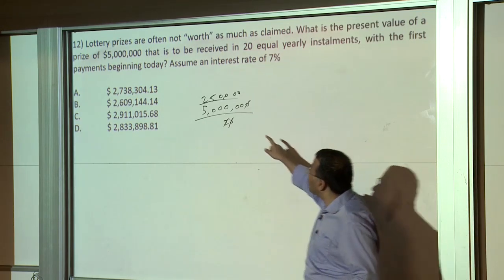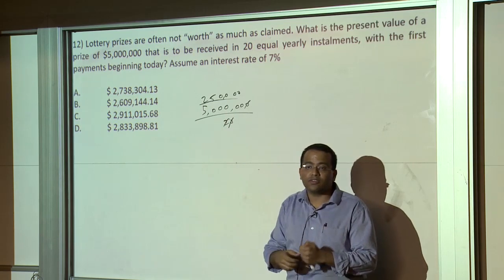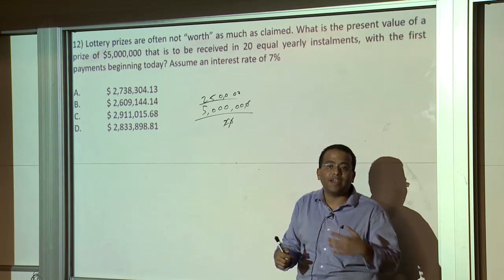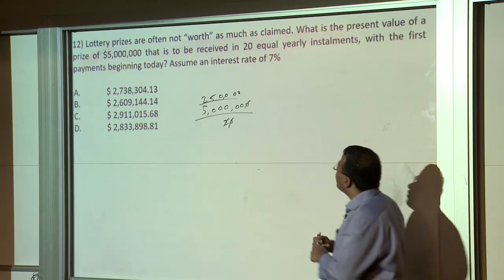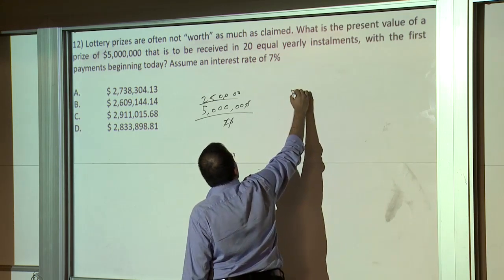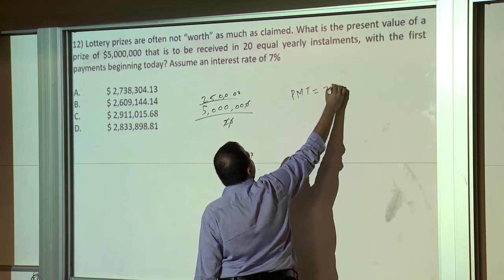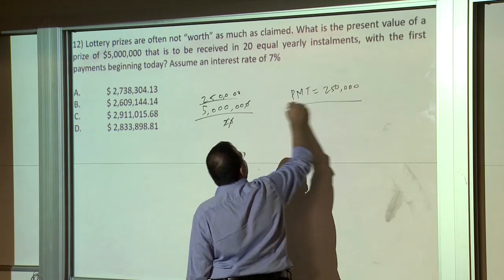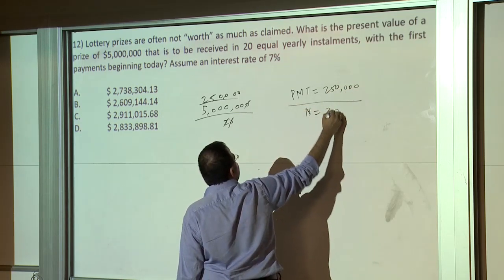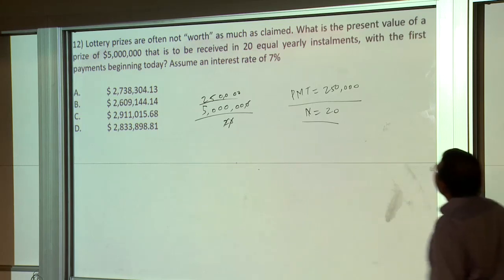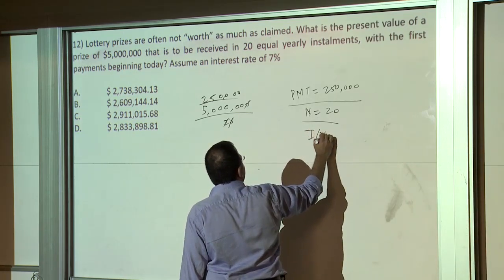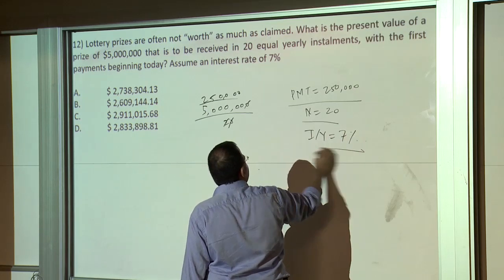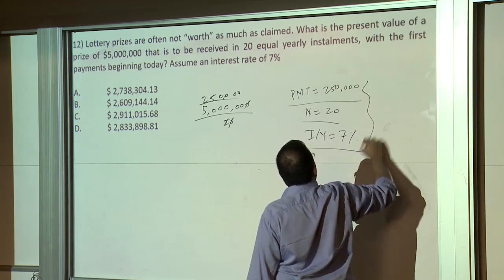The present value of these payments today is going to be different from 5 million. It's going to be a slightly lesser number, and we'll see what that number is in just a while. So the payments that you're actually going to get are $250,000 every year for the next 20 years, and the interest rate is 7%. And we can go ahead and compute the PV.